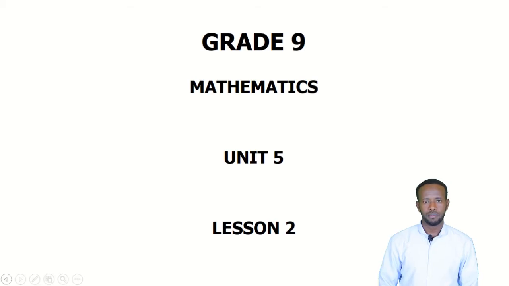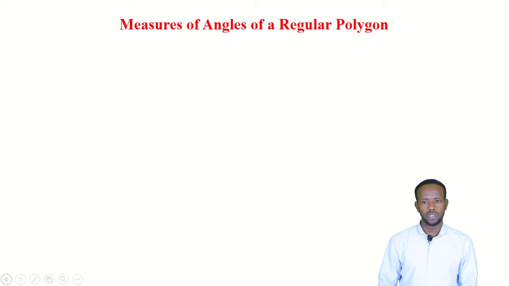Students, welcome back again. Our lesson today is about Unit 5, Lesson 2. My dear students, our lesson today is about measures of angles of a regular polygon. Yesterday we learned, in general, how to find the sum of the interior angles of a polygon, not only regular. Okay, we have learned what a polygon is. Now, our lesson today is about measures of angles of a regular polygon.